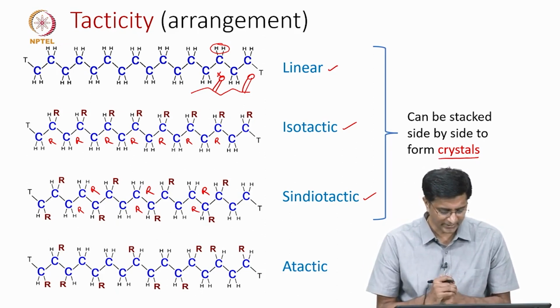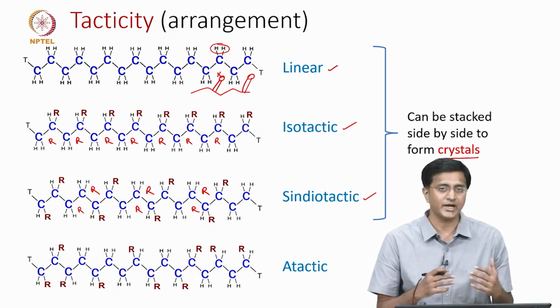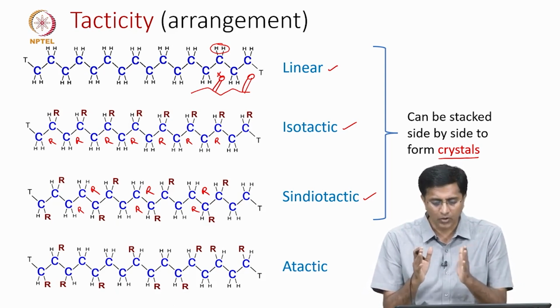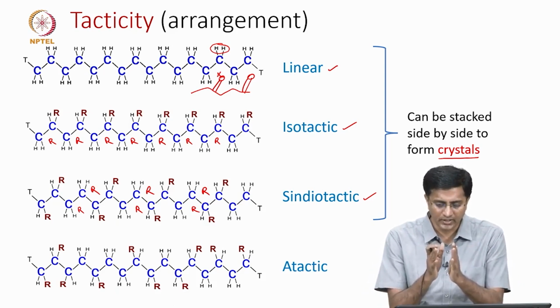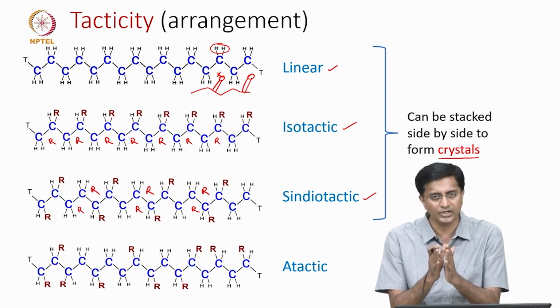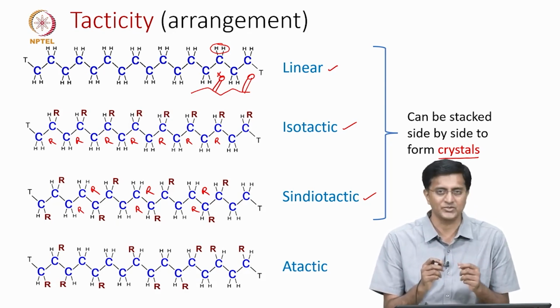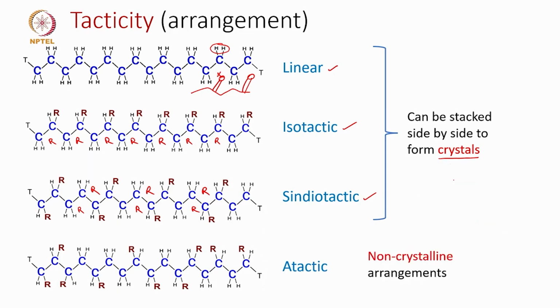But what about these atactic? Now that these radicals are very randomly spaced, it is very hard when 2 polymer chains come together for them to really sit next to each other in a very compact fashion, because they do not fit into these gaps. For that reason, atacticity leads to non-crystallinity. What do we mean by non-crystallinity? We mean that it is amorphous.